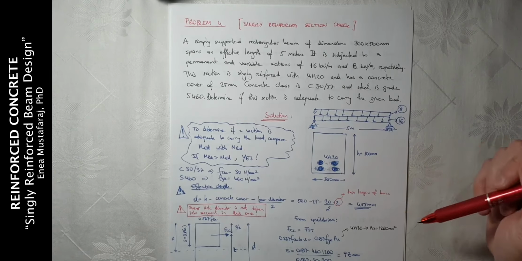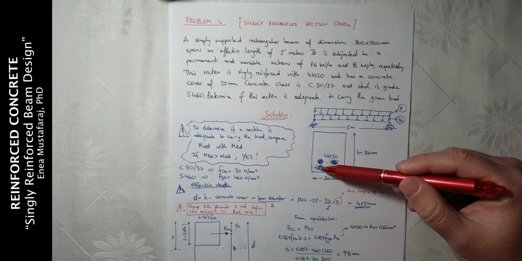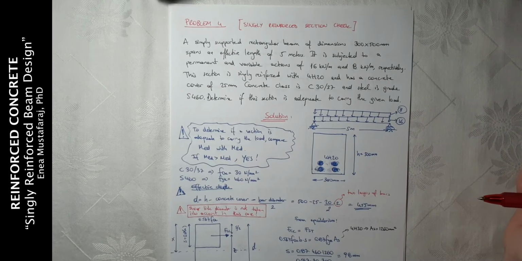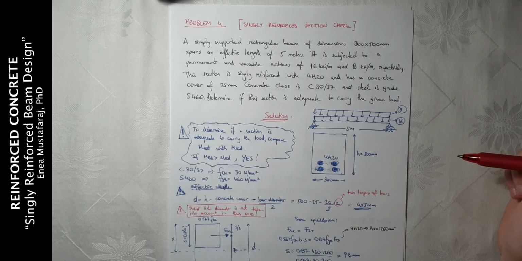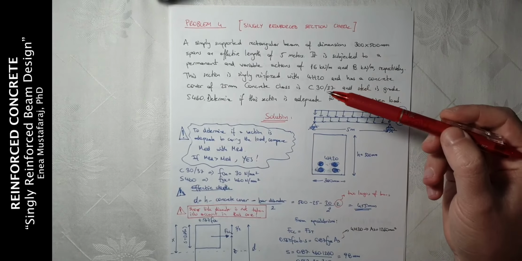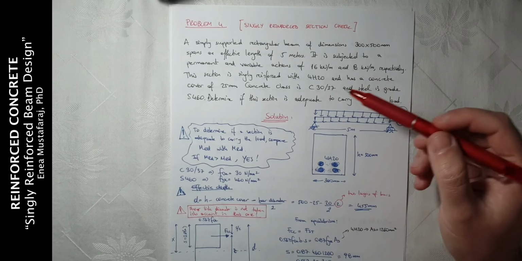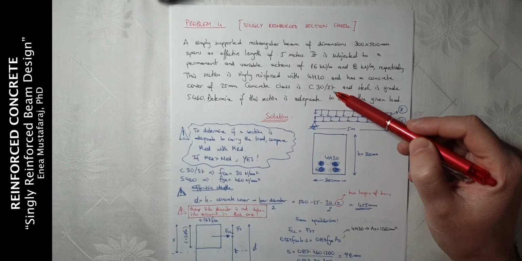The cross-section is given like this. We have 2 layers of 20 millimeter diameter bars to make 4 bars, and we have height 500 and width 300 and so on. In this type of problems, when we are required to check whether the section is adequate or not, we need to calculate design moment and compare it with the moment of resistance of the section. If MRd is bigger than MEd, then yes, we can say that the section is adequate to carry the load. So let's go back to the concrete class, which is given as C30/37.